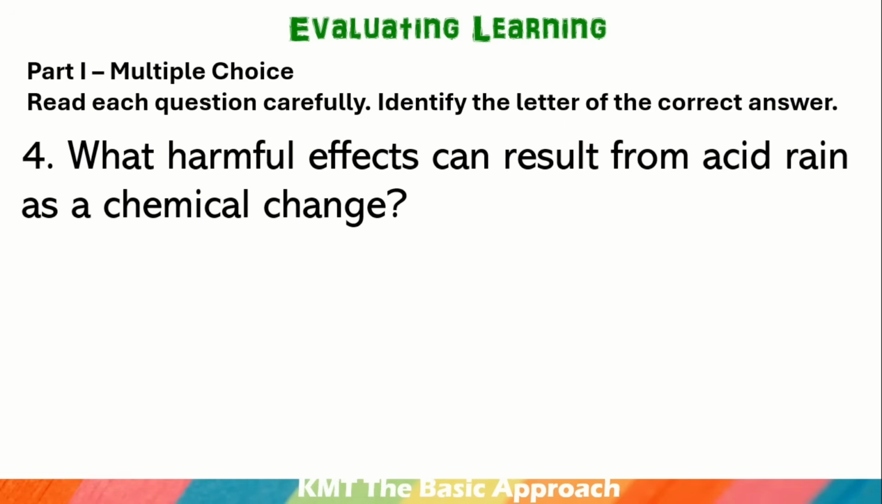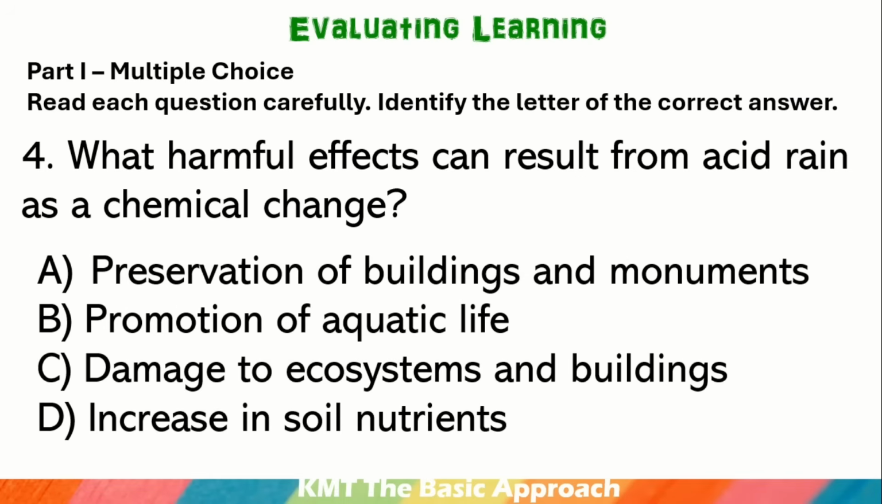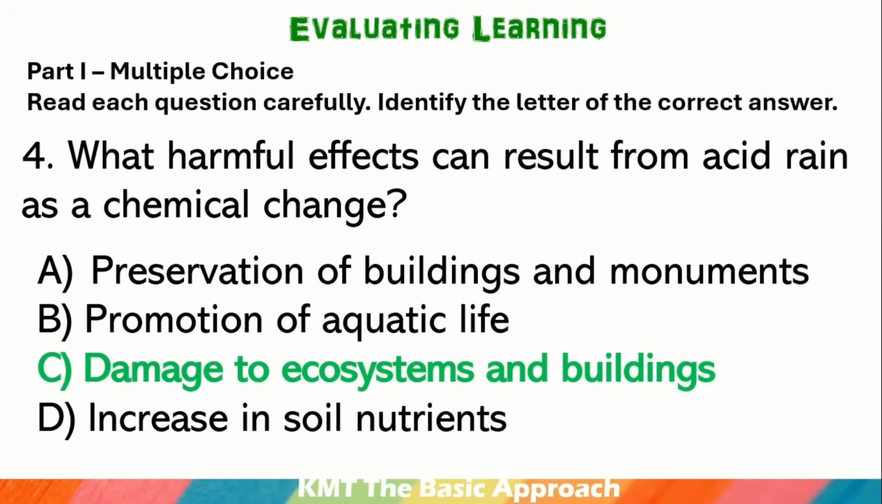Number 4. What harmful effects can result from acid rain as a chemical change? A. Preservation of buildings and monuments. B. Promotion of aquatic life. C. Damage to ecosystems and buildings. D. Increase in soil nutrients. What is the correct answer? Great! The correct answer is letter C. Damage to ecosystems and buildings.